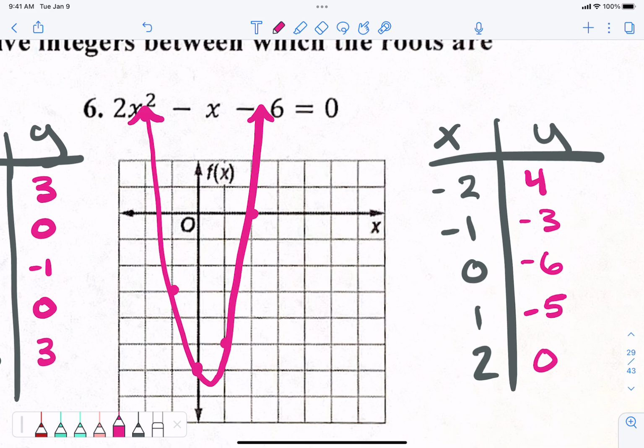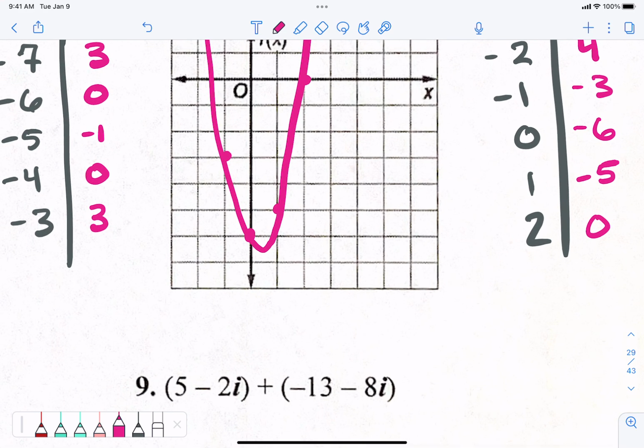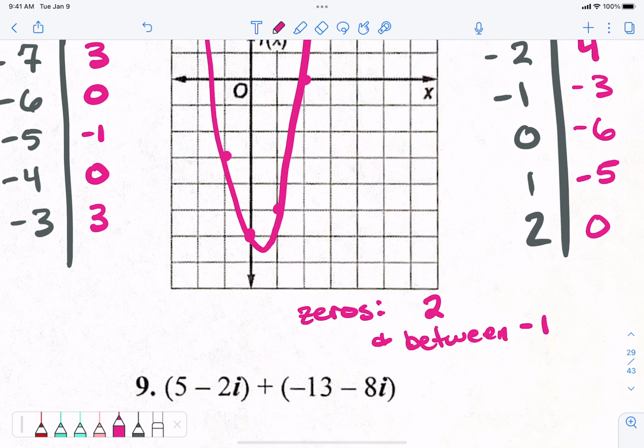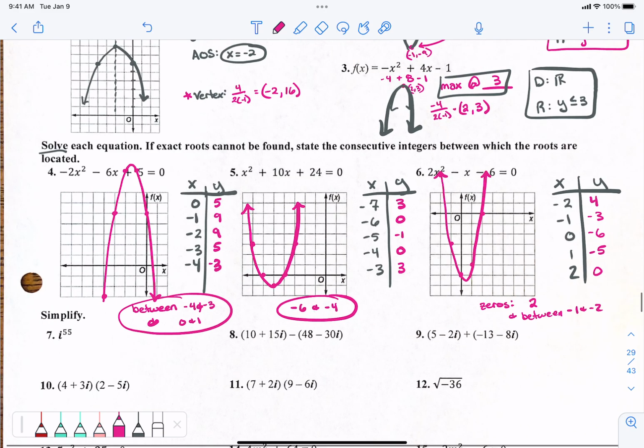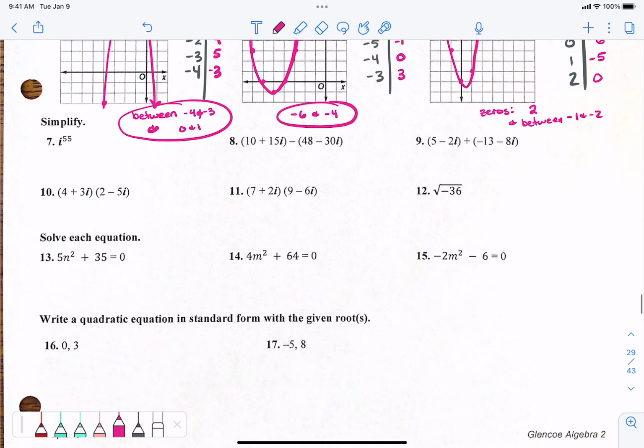Okay, so does he have exact zeros? Yes. Positive 2, one of them, and between negative 1 and negative 2. You got it. That is perfect. Beautiful, beautiful, beautiful. Okay, all right.